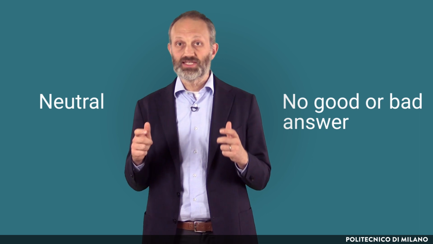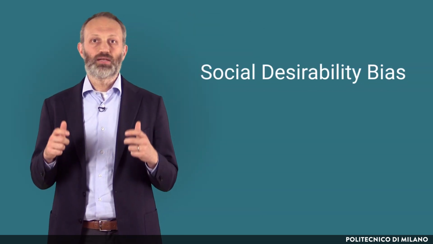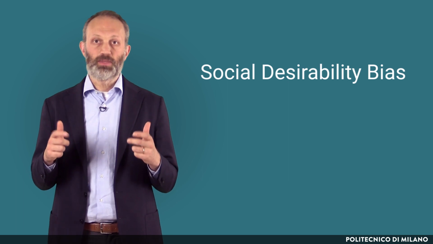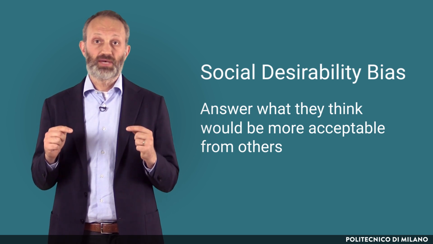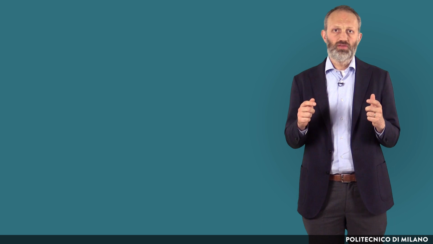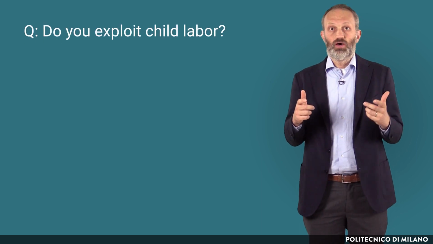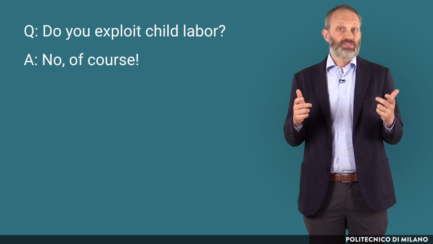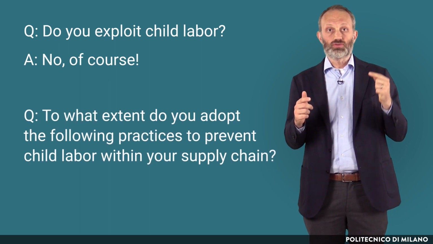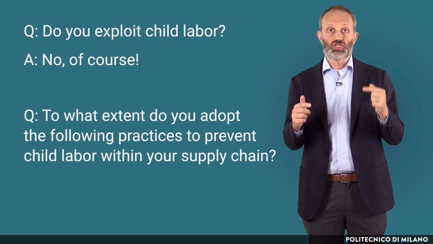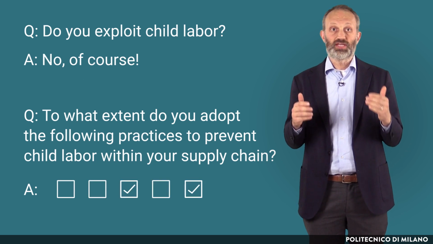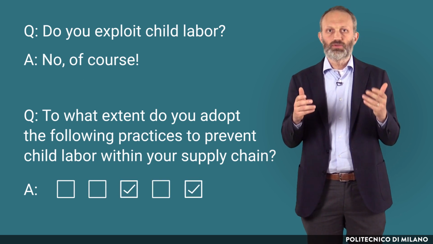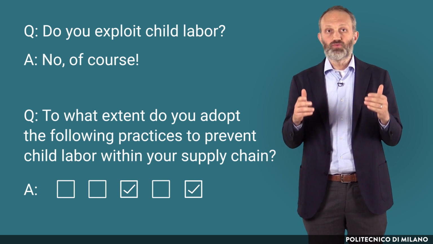Questions should be neutral. They should not hint that there is a good or bad answer. We call social desirability bias the phenomenon that leads people to answer what they think would be more acceptable from others, and we need to do our best to avoid it. For example, if we ask, do you exploit child labor? Everybody will answer, no, of course. Instead, if you ask, to what extent do you adopt the following practices to prevent child labor within your supply chain, and you provide a list of methods and actions that can be adopted, you focus the attention of the respondent on objective concepts and you avoid influencing the answer.